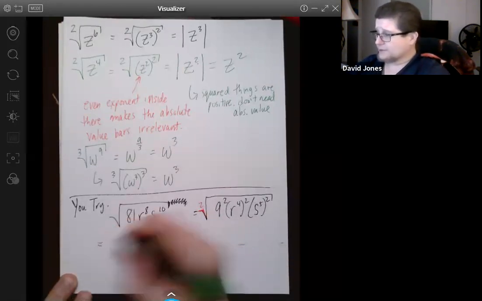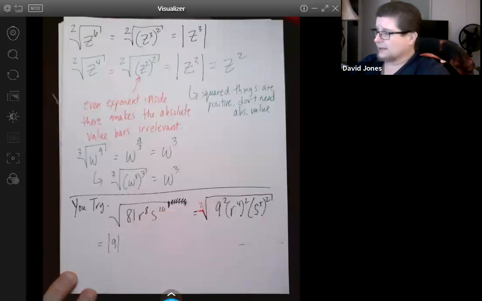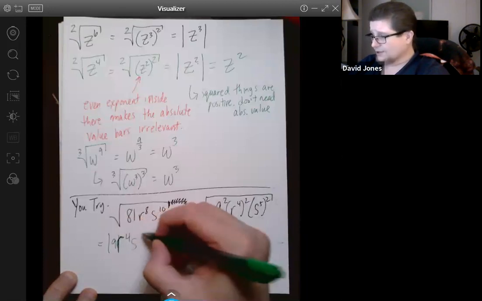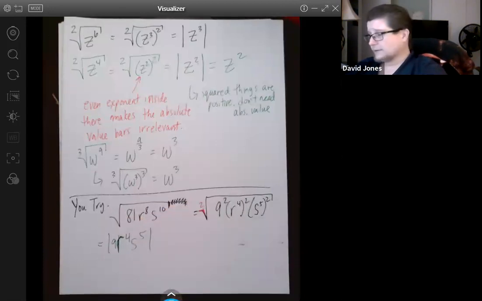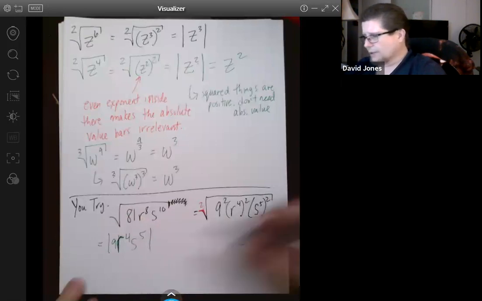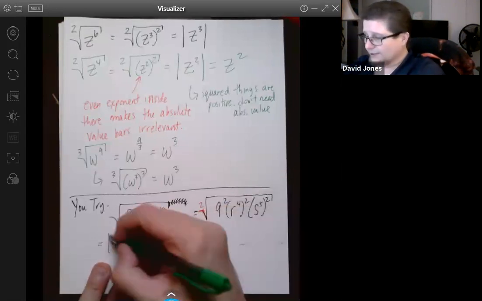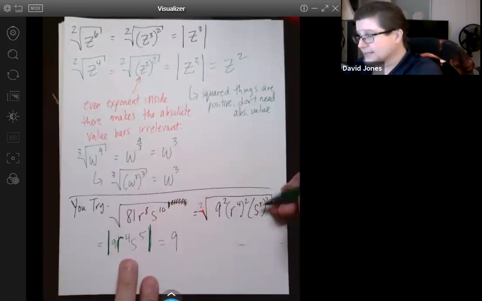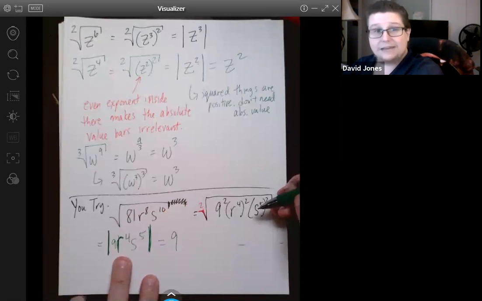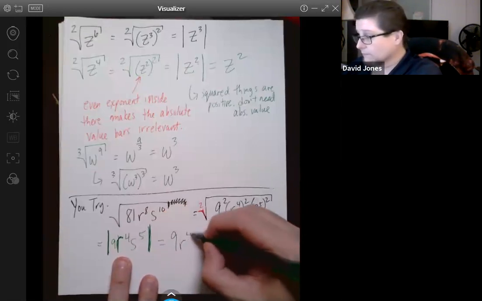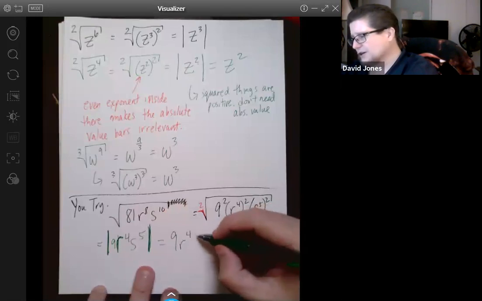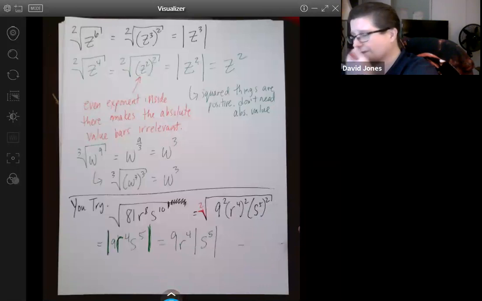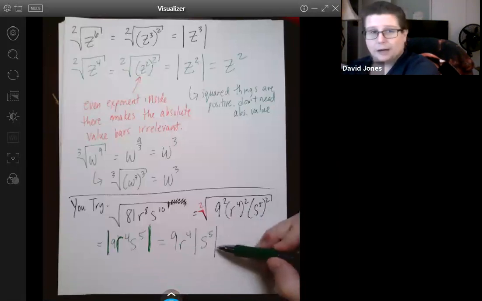This becomes the absolute value of 9, r to the 4th, s to the 5th. But 9's already positive. It doesn't need the absolute value bars. And r to the 4th is going to be positive anyways because it's an even exponent. So the r to the 4th can come out. The 5th, though, we need to make sure if it starts off odd, it would be odd. Or if it started off negative, it would be negative after the 5th power. So we're going to write it as that.